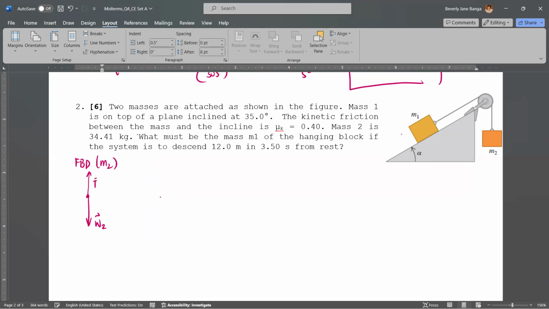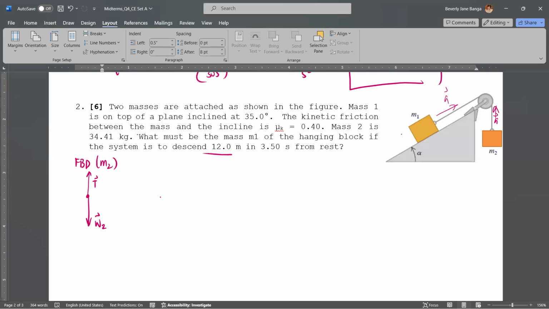And you have tension. Again, if you remember, binanggit ko sa recording ng Atwood's machine na yung tension, kapag connected lang yung string ay parehas. So, kung anong tension dito kay mass 2, yun din yung tension kay mass 1, no, dito. Equal lang to. And kung ano acceleration nito, yun din yung acceleration nitong isa. Okay, so now, let's figure out kung ano yung direction ng acceleration kasi obviously gagalaw yung object.